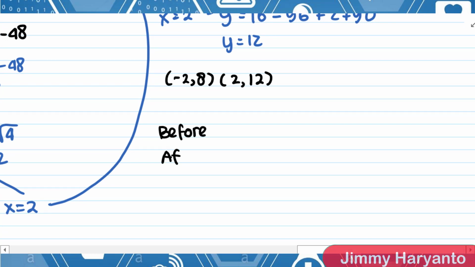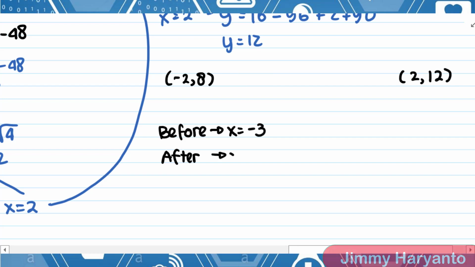Before and after, yeah. So first I want to check the point (-2, 8). For the (-2, 8), I will take x equals negative 3 for the before, and for the after I will take x equals negative 1, yeah. Or maybe I can use 0.